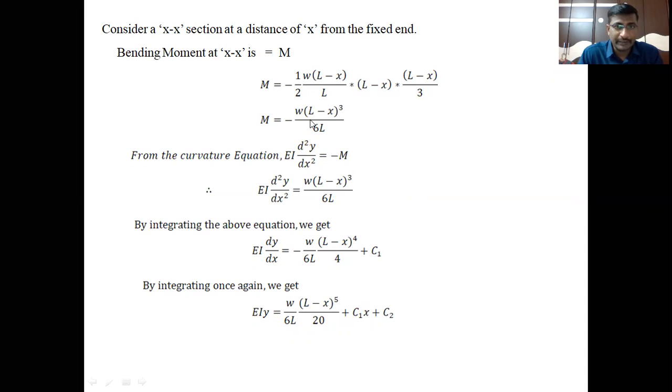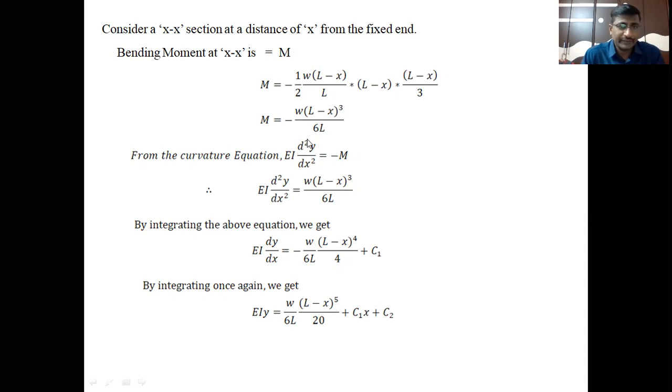Therefore, M equal to minus W by 6L into (L minus x) into (L minus x) into (L minus x), whole cube. So in the double integration method, we have to expand this (L minus x) whole cube. We already solved this problem by the double integration method. By expanding, I mean using the (a minus b) whole cube formula, then expanding and integrating. But in Macaulay's method, we need not expand this bracket term. Directly we can integrate this bracket term, treating it as a single term.